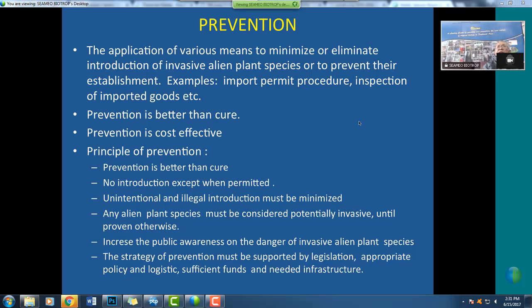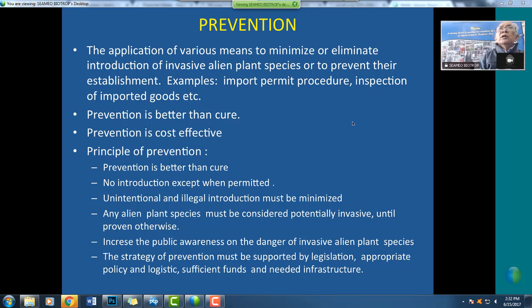Prevention. What is prevention? Prevention is application of various means to minimize or eliminate the introduction of invasive plant species or to prevent their establishment. For example, in import permit procedure, inspection of imported goods, etc. And prevention is better than cure. And then prevention is cost effective. It's very important. And the principle of prevention is prevention is better than cure. This is very important one.